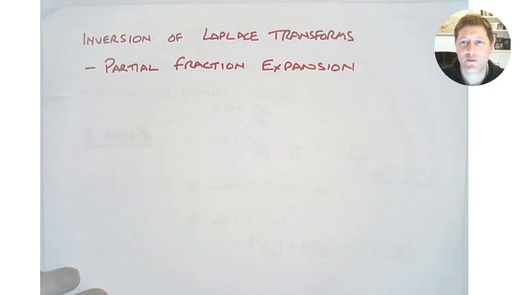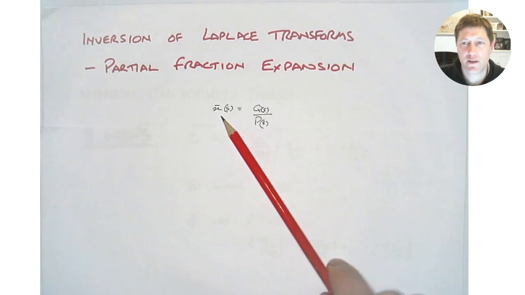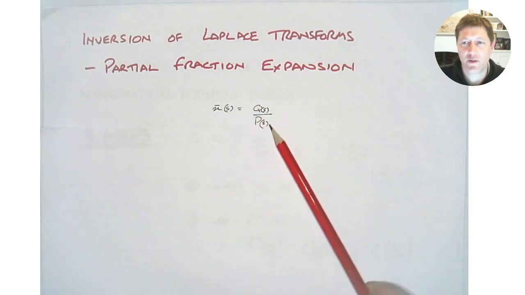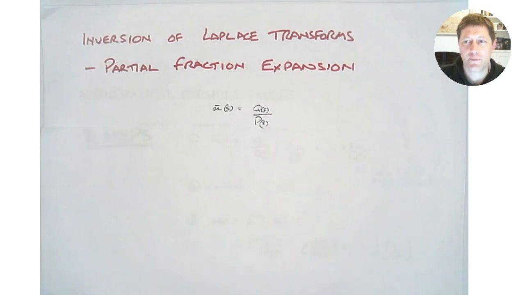So it's partial fraction expansions. You'll have done this before in maths and elsewhere, so this is a revision of this method. Remember that our Laplace transforms looked like this. X of s was a polynomial q(s) divided by another polynomial p(s).